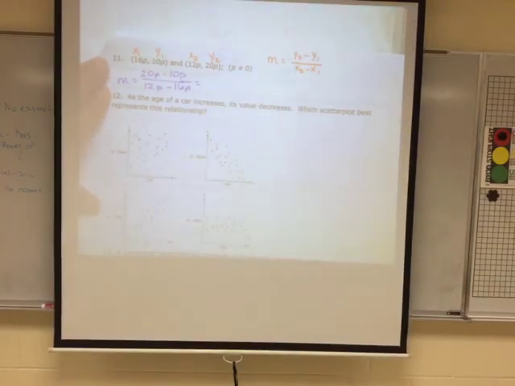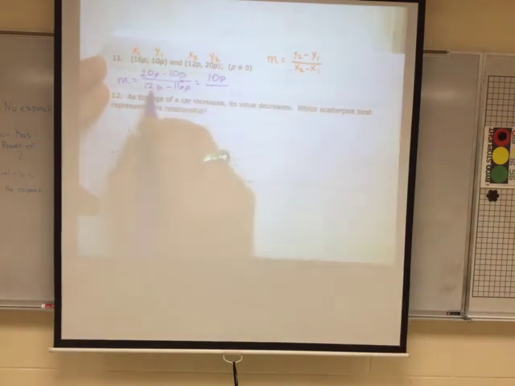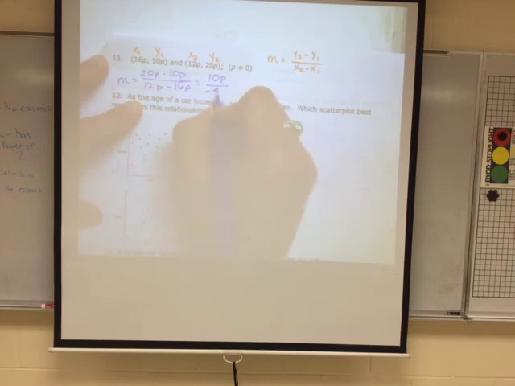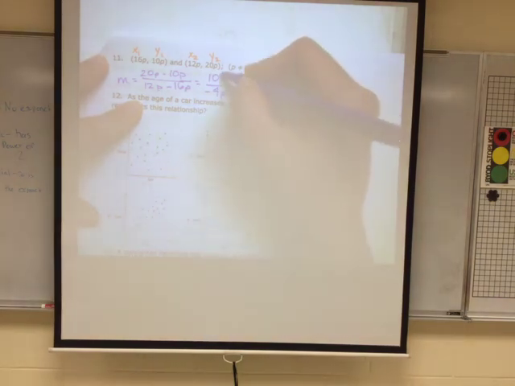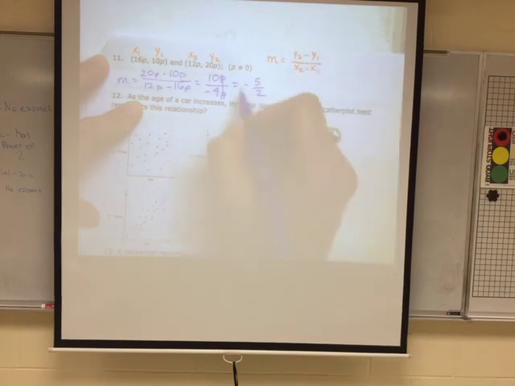Now to simplify. 20p minus 10p is 10p. Those are like terms, so we can simplify. Over 12p minus 16p, that's negative 4p. Here, p over p cancels, that's 1. And 10 over negative 4 is 5 over negative 2. So my slope is negative 5/2.